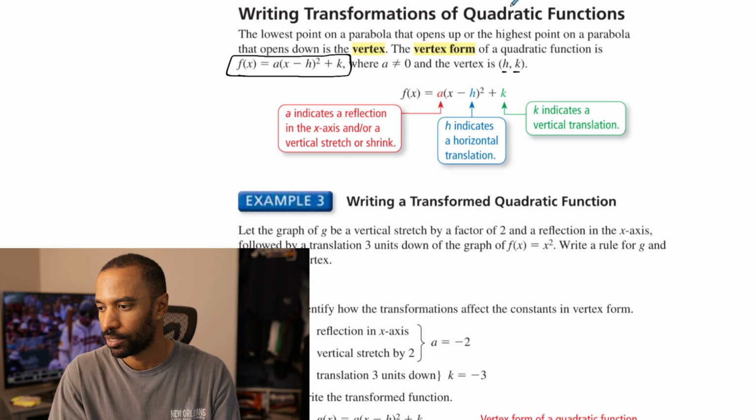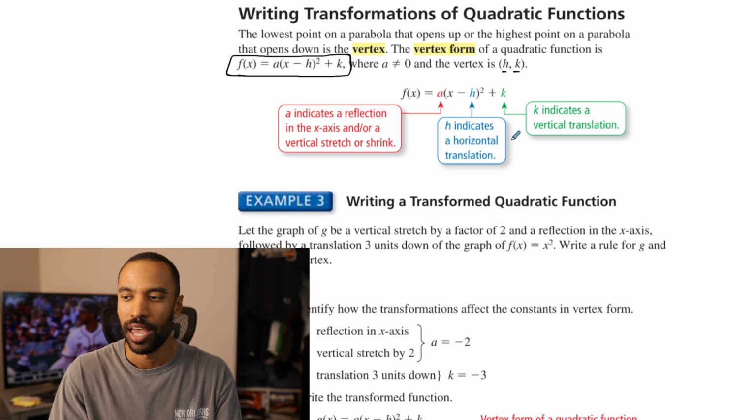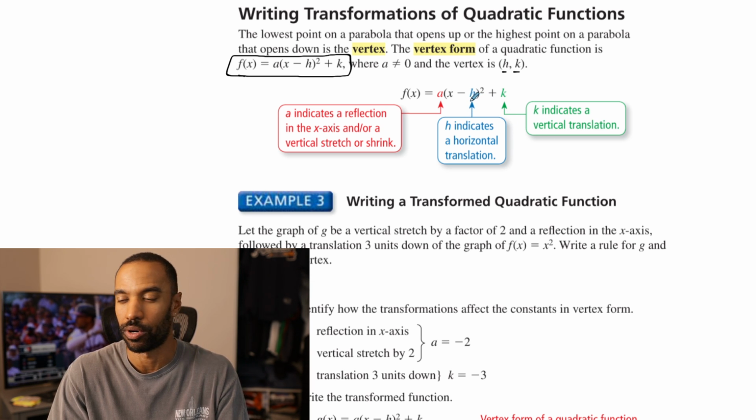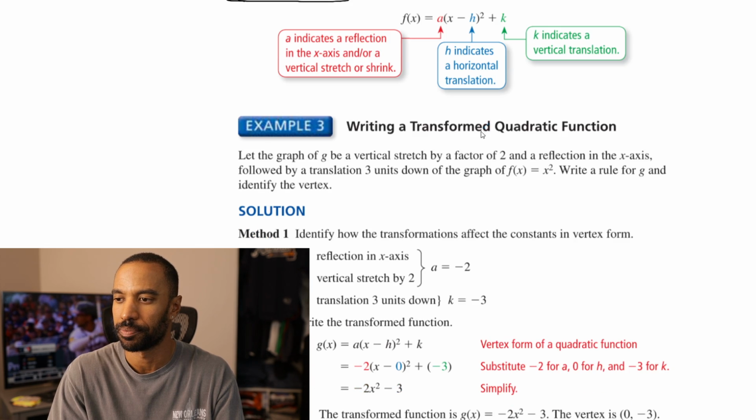(h, k) is the vertex. It's also the translation, right? Horizontal and vertical, but that's where we plot our vertex.